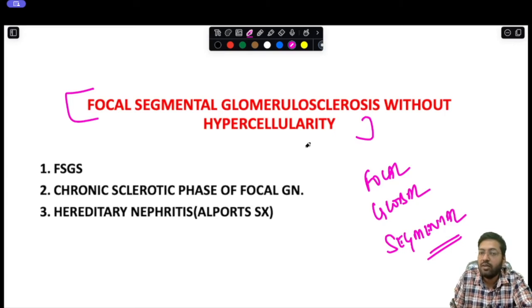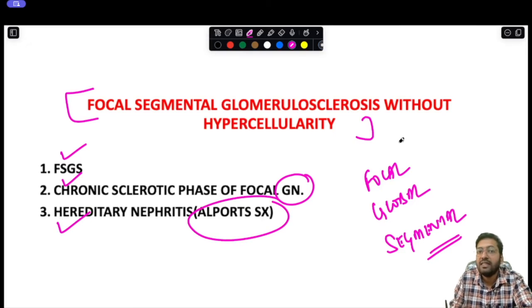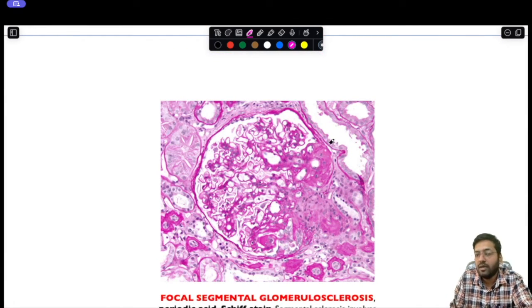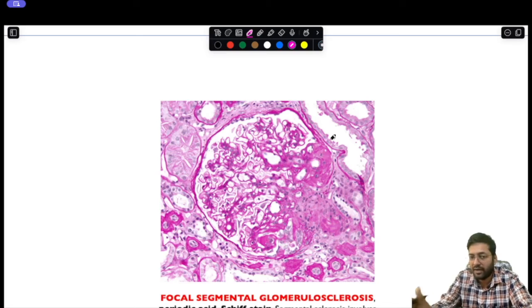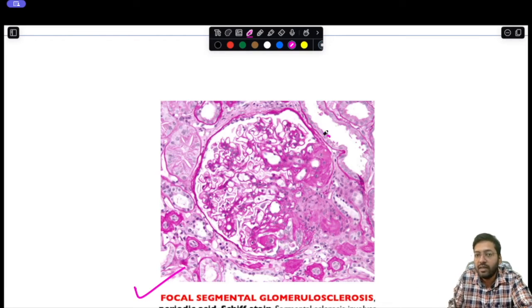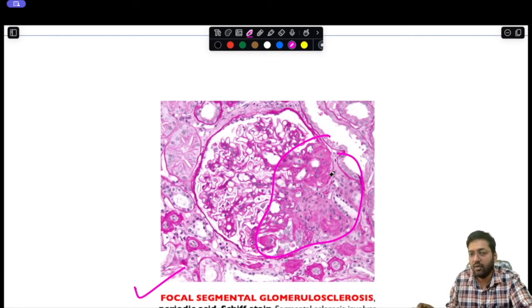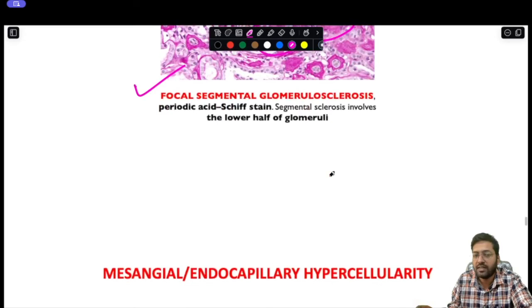So focal segmental glomerulosclerosis without any hypercellularity is seen in conditions of focal segmental glomerulosclerosis, chronic sclerotic phase of focal glomerulonephritis, or hereditary nephritis, that is Alport syndrome. So focal means only some glomeruli are being affected, less than 50% of the glomeruli, and segmental means a part of the glomerulus is affected. You can see over here, the lower part of the glomerulus is being affected. A part of the glomerulus is affected, and also less than 50% of the glomeruli are affected. Okay, so focal segmental glomerulosclerosis, as we can appreciate over here, segmental sclerosis.